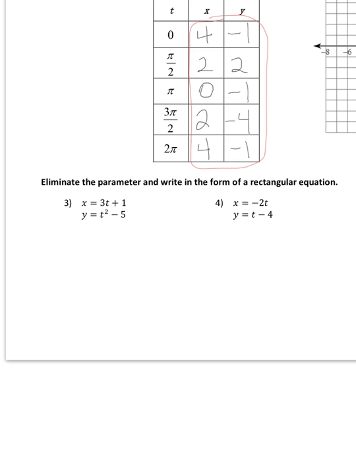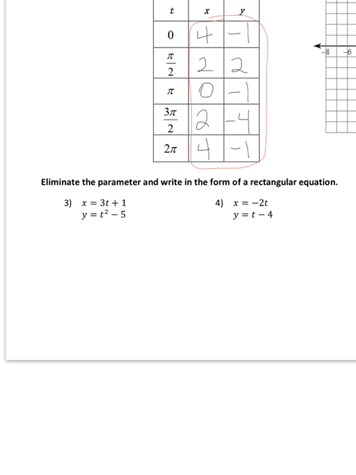So in my examples 3 and 4, I'm going to go ahead and solve for t in the first equation and then substitute it into the second equation just for consistency. We could do it either way. We could do it the opposite way too. We could solve for t in the y equation and plug that into x, but just to keep everything consistent and the same so we don't get confused, go ahead and solve for t in the first equation, which is our x equals equation, and then substitute that in for y.